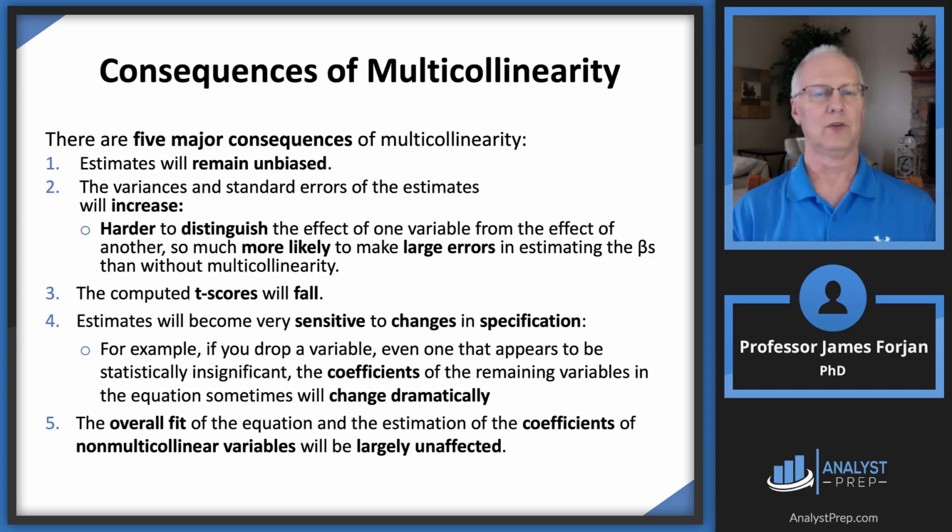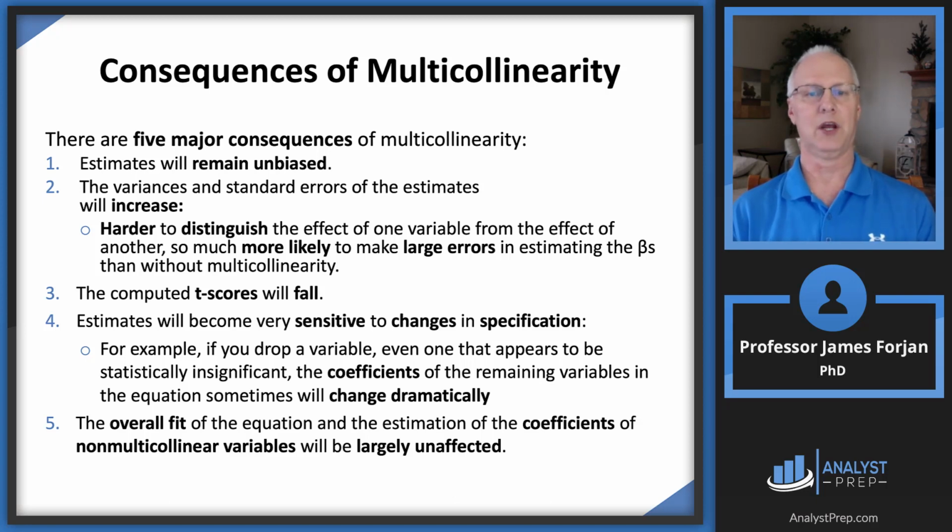All right, how about the consequences here? Estimates will remain unbiased, and that's okay. However, the variance and the standard errors will increase. All right, so imagine you're going to divide by a standard error that's higher than what it ought to be. And so it's hard to distinguish the effect of one variable from the effect of another variable. And so we're more likely to make these large errors. And what that means then is that the t-scores and then your conclusions about whether the slope coefficients are statistically significant will be underestimated, right? That should make sense.